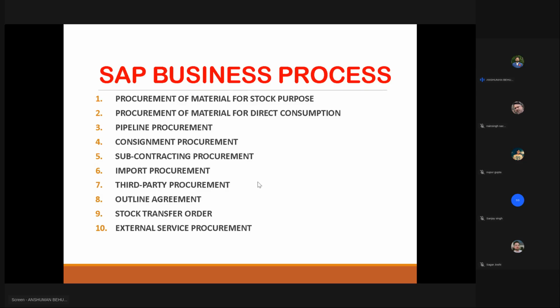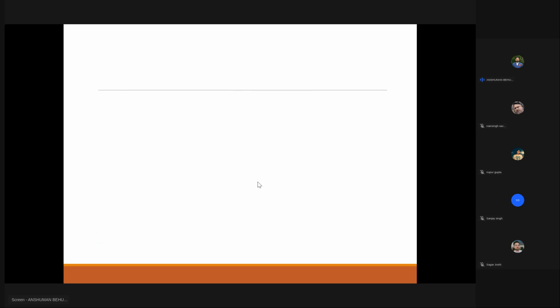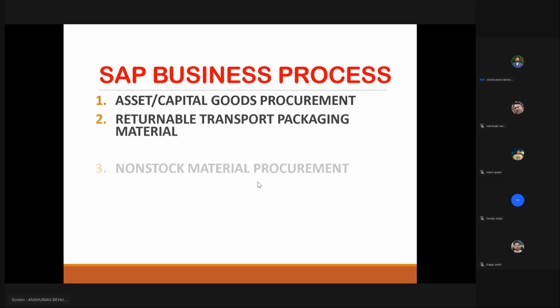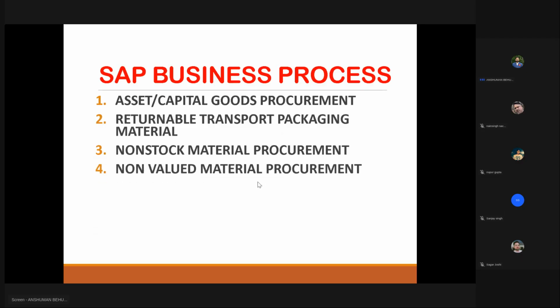These are the major 10 processes, the commonly used business processes, or procurement processes, that we are going to use in our system. Apart from those, there are other procurement processes, like asset or capital good procurement, returnable transport packaging, non-stock material, non-valued material, and blanket purchasing.